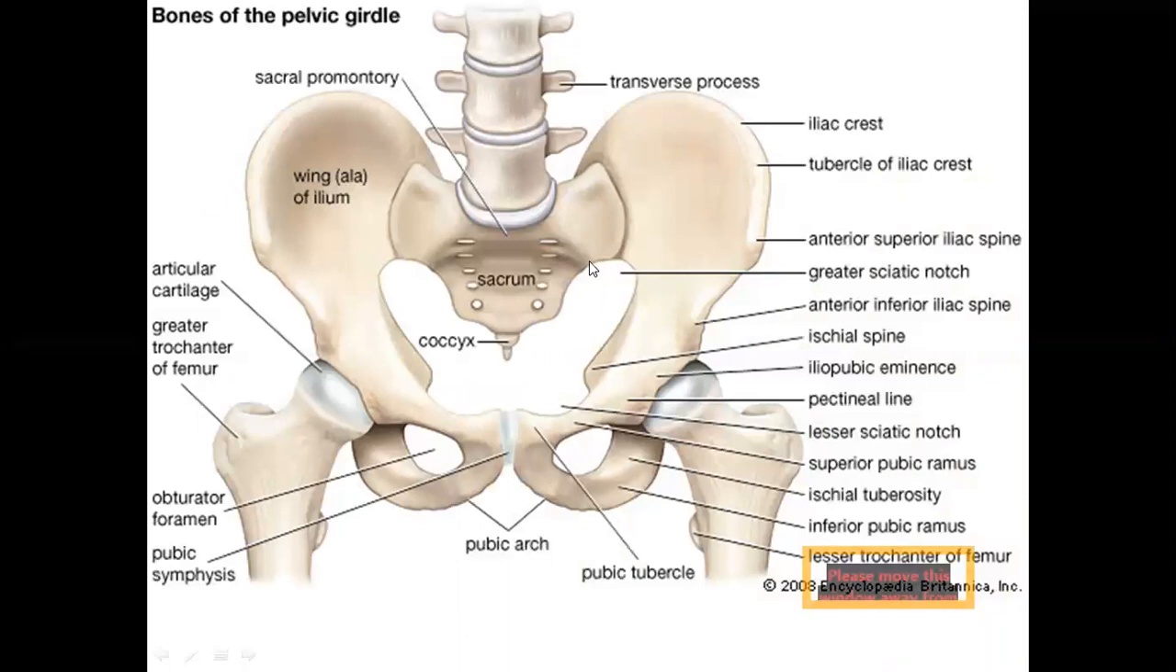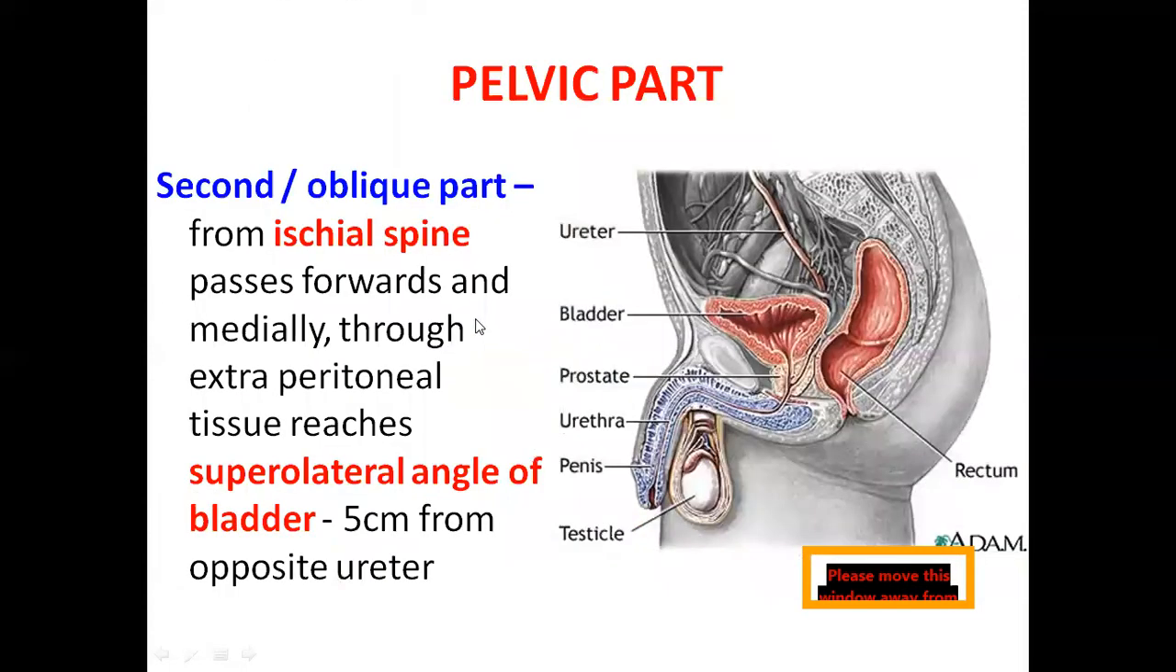Okay, so this is just a small review of our pelvic cavity. This is the greater sciatic notch, ischial spine, we can see here. Now, see, this is the ureter and this is the pelvic cavity where it is going. So the second part is the oblique part, which is moving from the ischial spine. It is passing forwards and medially through extraperitoneal tissue and reaches the superolateral angle of the urinary bladder. This is the superolateral angle from where the ureter is opening.